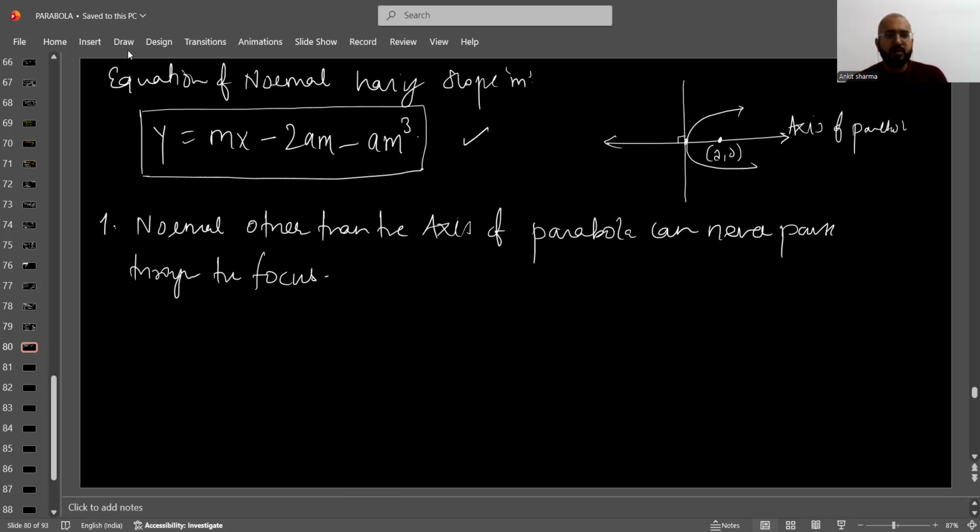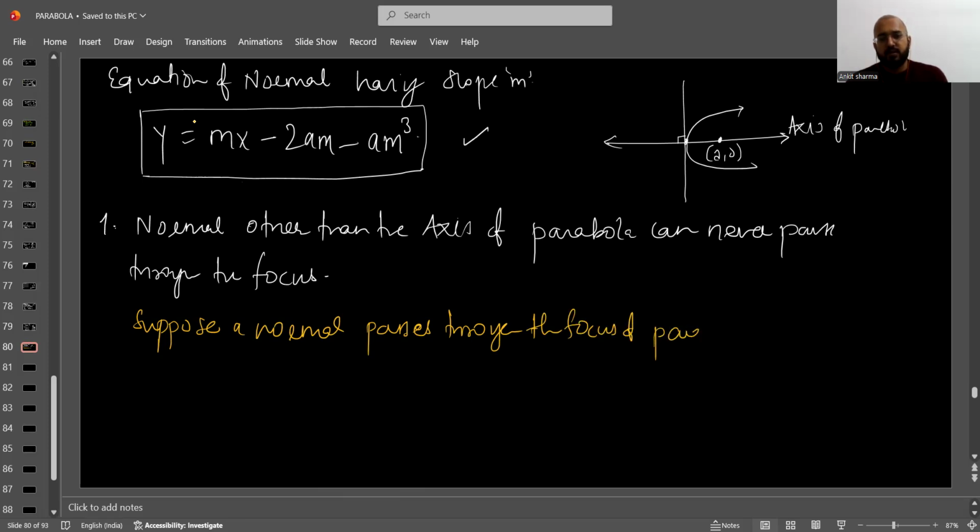So we can see here, for example, suppose a normal passes through the focus of the parabola. Then let us see what happens. Focus turns out to be (a, 0), so (a, 0) would lie on the normal. Or you could say that the normal passes through (a, 0).